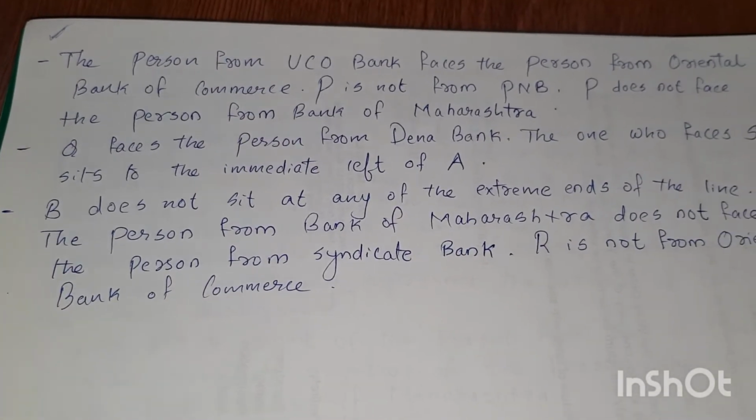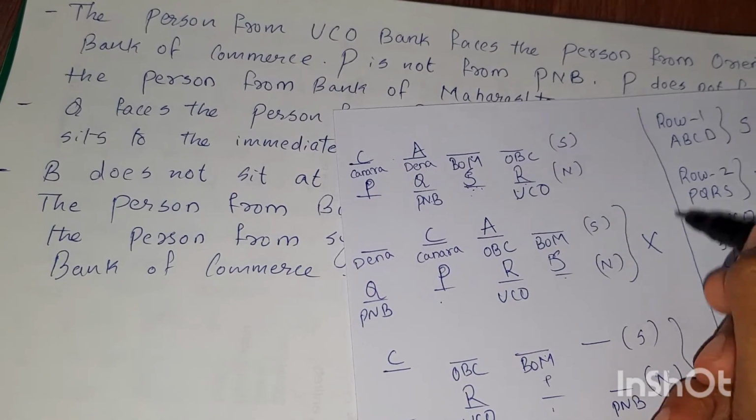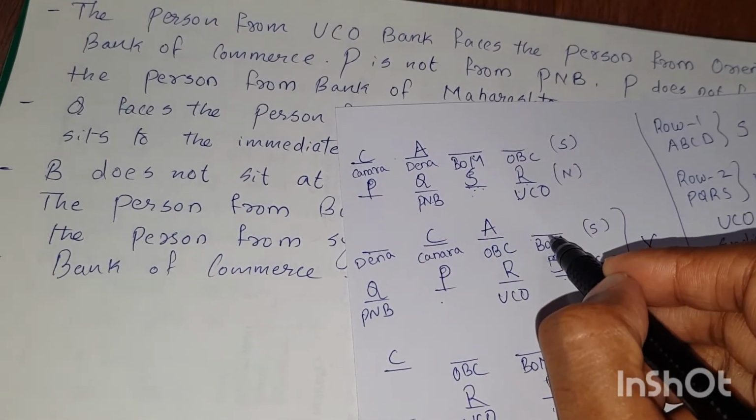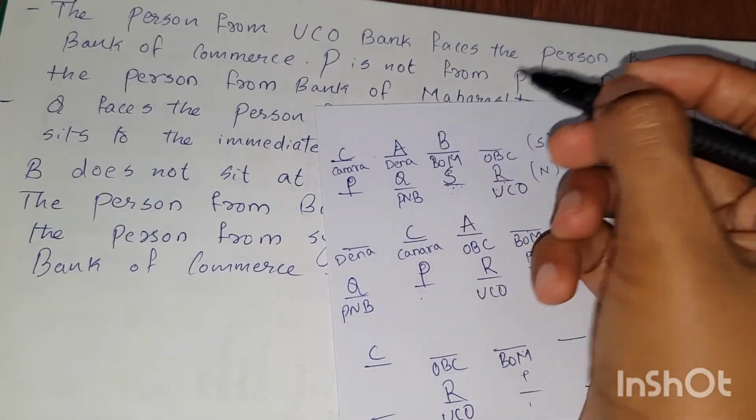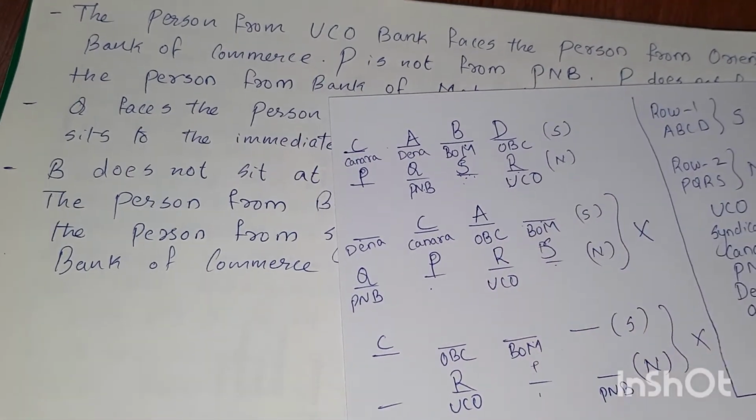Now, B does not sit at any of the extreme ends of the line. So this diagram is not possible because these two lines are extreme ends. Here B comes here because B is not sitting at the extreme end of the line. So the other person is D.